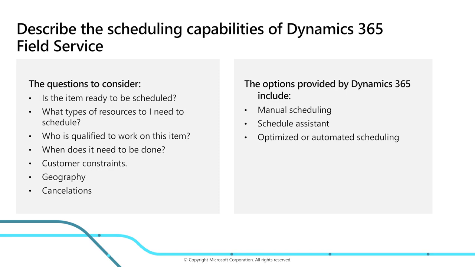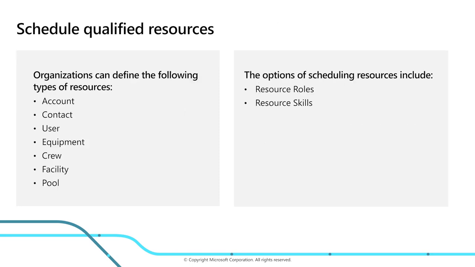So when we schedule in, of course, as mentioned, we have to think about what types of resources, and we want to be able to schedule qualified resources. Now again, these could be specific people, specific technicians, specific facilities, or specific equipment. And the option of scheduling resources have resource roles and resource skills. Resource roles specifies roles, a single role or multiple roles in an organization that can be associated with different resources. Roles can be added to specific resources and schedulable items like a work order to ensure that only resources with that role are suggested as people to work on an item.